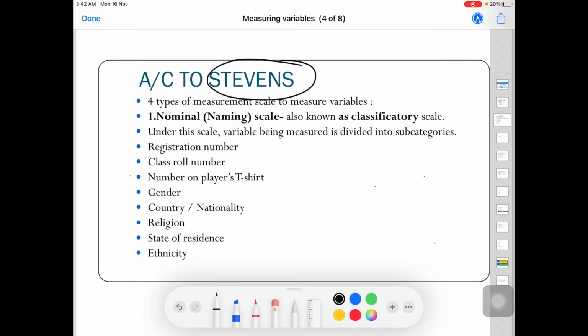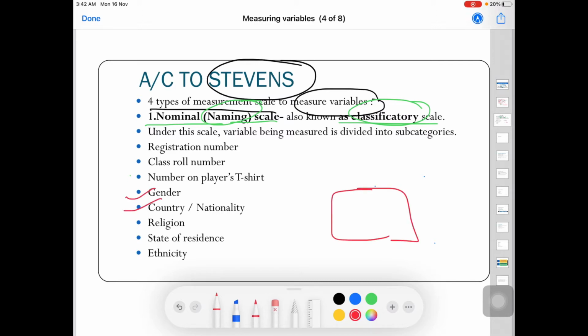There was a person named Stevens. He gave 4 types of measurement scales to measure variables. The first one is the nominal scale, or naming scale, or classificatory scale. As the name suggests, it is used just to name or classify something. Classification of someone's gender: male, female, transgender. Classification of someone's nationality: Indian, non-Indian. Religion: Hindu, Muslim, Sikh, whatever religion they follow. Or state of residence: UP, Andhra Pradesh, Kerala, wherever they belong.